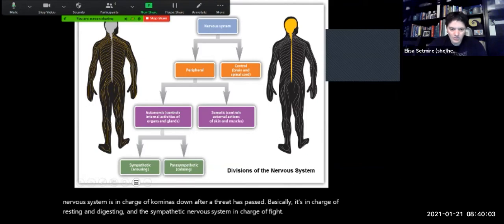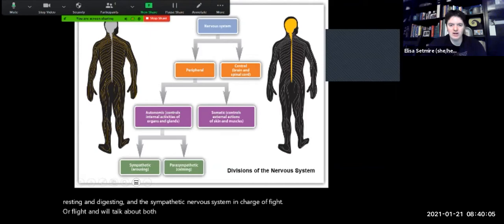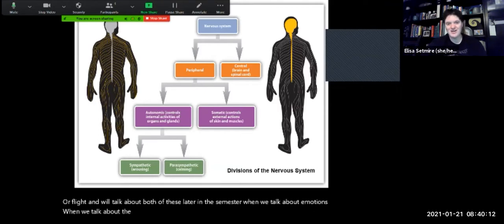And we'll talk about both of these later in the semester when we talk about emotions, when we talk about the disorders, when we talk about stress. All of these systems will come back and we'll talk about them again.